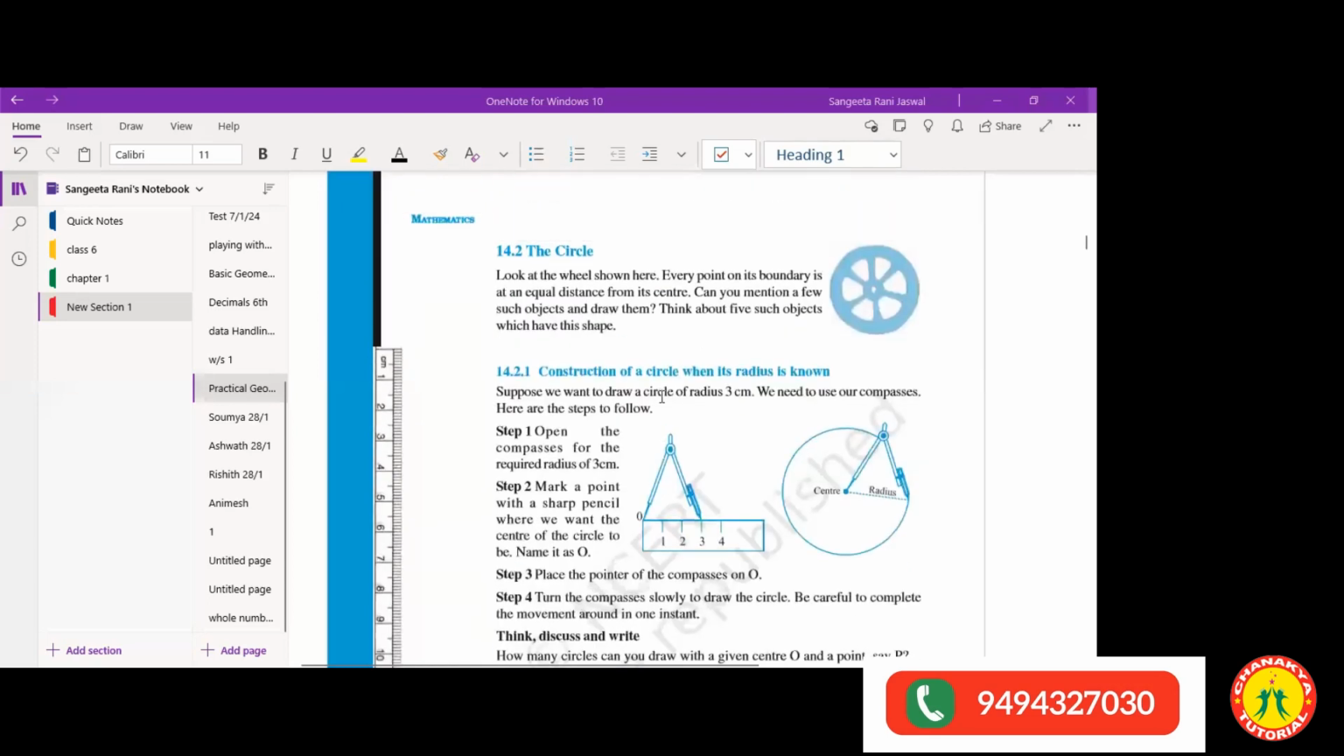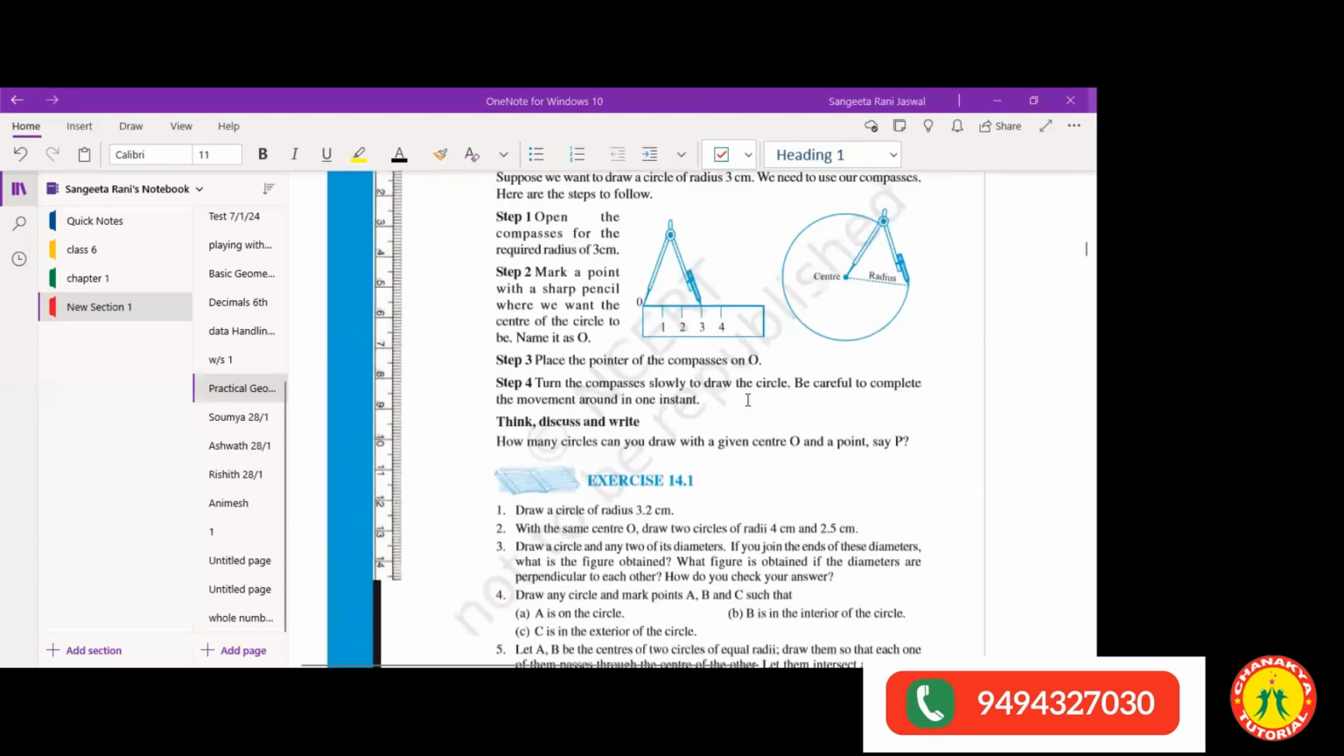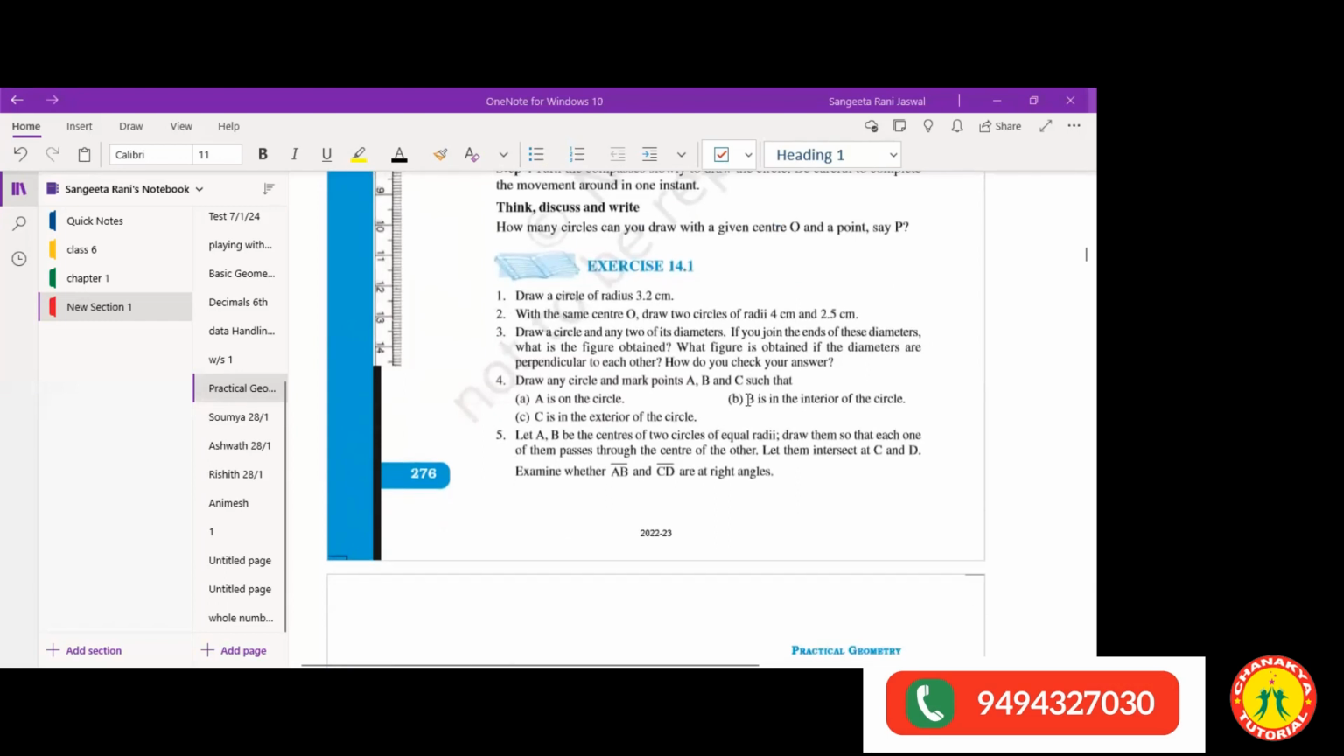But the thing is that I don't have these geometrical tools to show you how to make an actual construction. I'll be just making a rough construction, okay? So that with that you can do it. And please sit with your geometrical things, your geometry box. Everyone, have your geometry box with you.